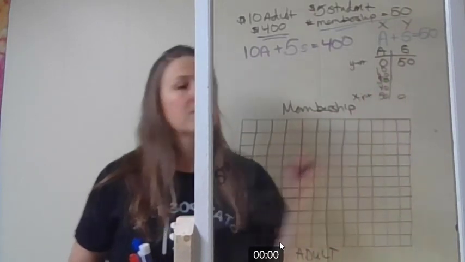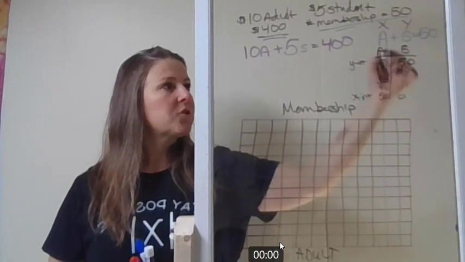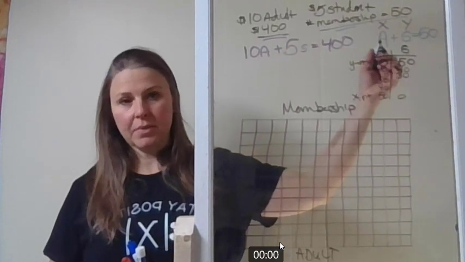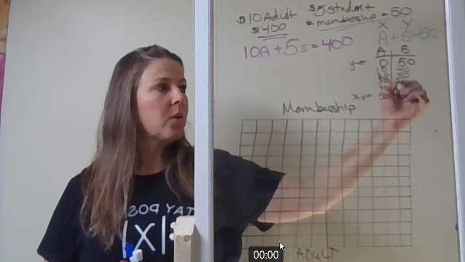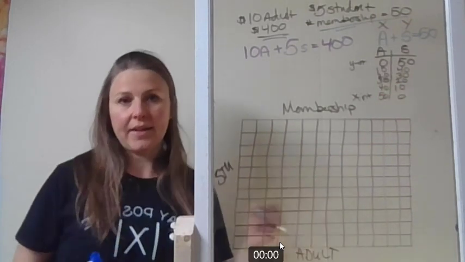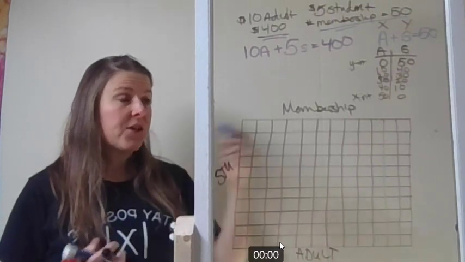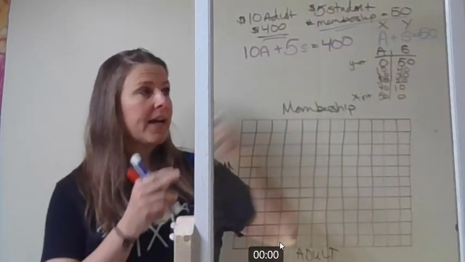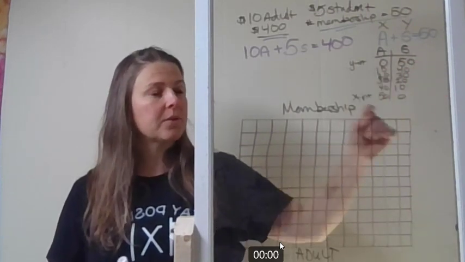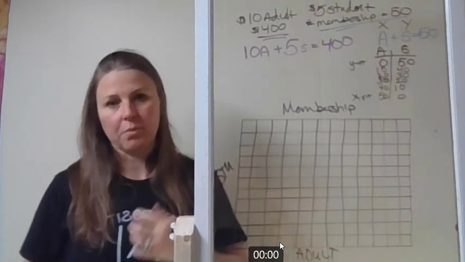If 10 was plugged in for adults, students would have to be 40. If 20 was plugged in for adults, students would have to be 30. If 30 was plugged in for adults, students would have to be 20. If 40 was plugged in for adults, students would have to be 10, and then 50 giving you 0. Now, you could have solved this for s, like s would be negative a plus 50, but you probably don't really want to go up by ones because these two endpoints are pretty important.